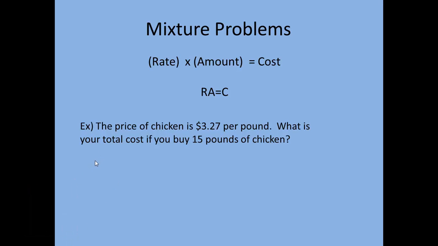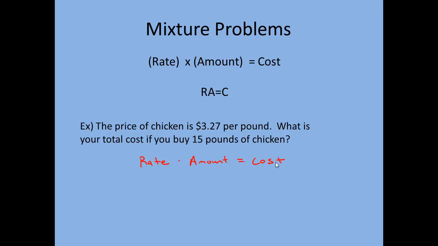It says the price of chicken is $3.27 per pound. What is your total cost if you buy 15 pounds of chicken? So we're looking for total cost. We're looking for cost in our formula. And remember, the formula we're going to use is the rate, times the amount, is equal to the cost.